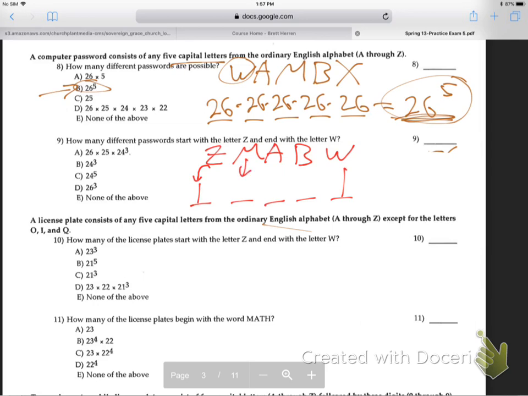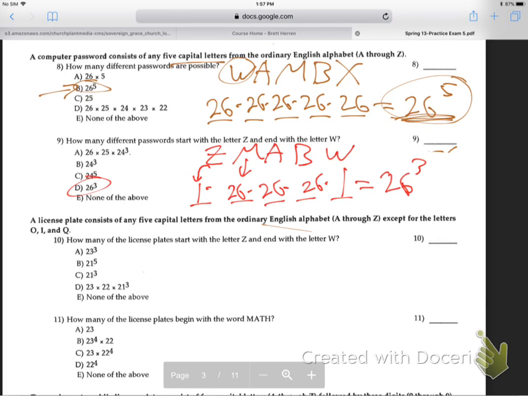Okay, when I chose the M, how many options? 26. These are all 26. They didn't say anything about can't repeat. So it's really just 26 to the third, isn't it? Because times 1 doesn't do anything. There it is. Does that make sense?